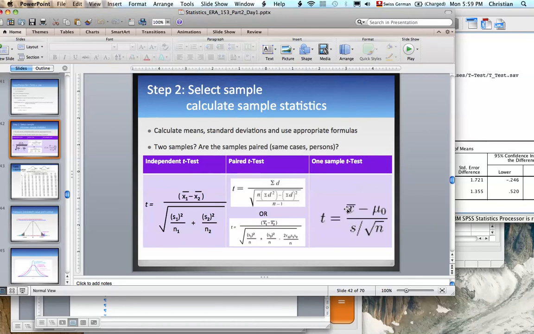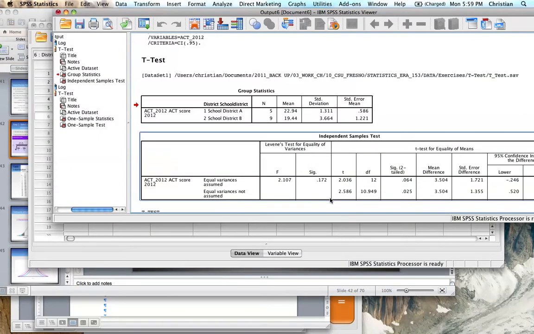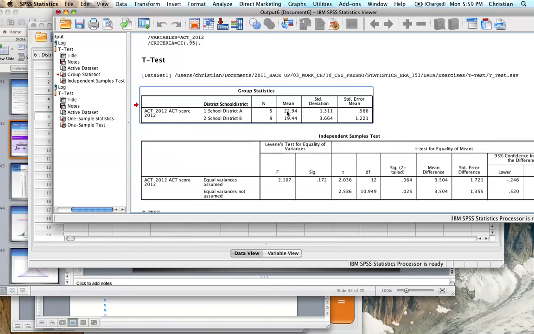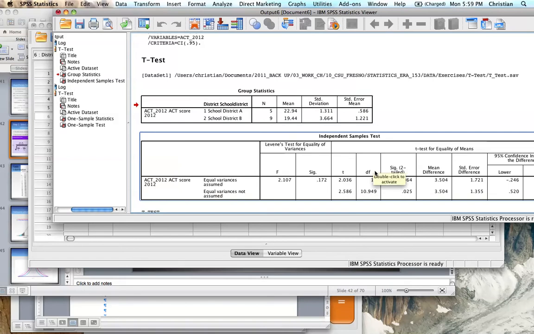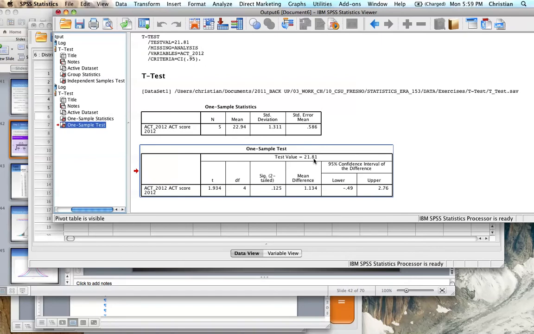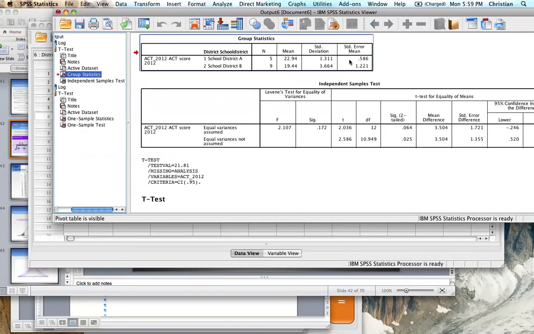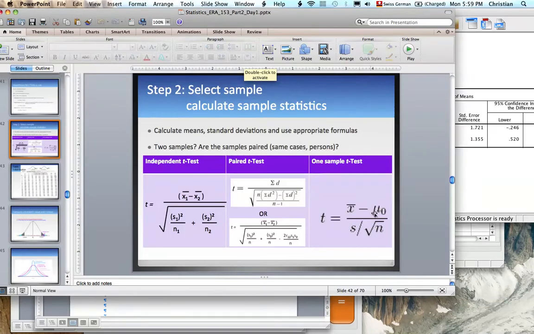So what we can do is go back to the output and see, okay, for school district A, the difference is 22.94 minus the state average of 21.81, which is 1.13. And we could divide this 1.13 with the standard error of the mean for the school district A. So we would plug it here into this formula.